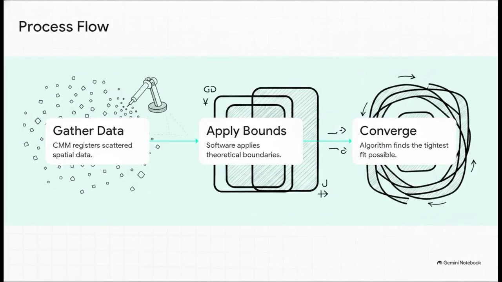Here's how that process actually flows in the system. First up, the CMM registers that scattered spatial data. Next, the software applies the outer theoretical bounds based on your specific GD&T callout. And finally, the algorithm goes to work. It actively iterates, converging those theoretical boundary planes, or cylinders, depending on the callout, twisting and shifting them mathematically until it finds the absolute tightest fit. The final distance between those converged boundaries, that is the actual deviation the CMM reports back to you.